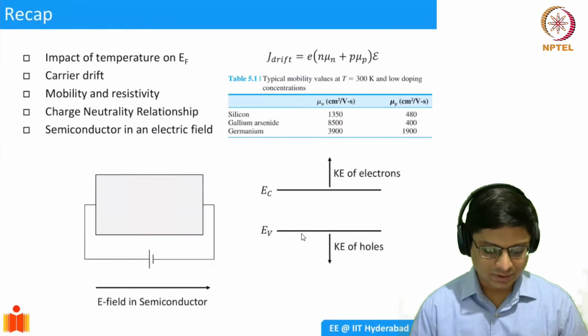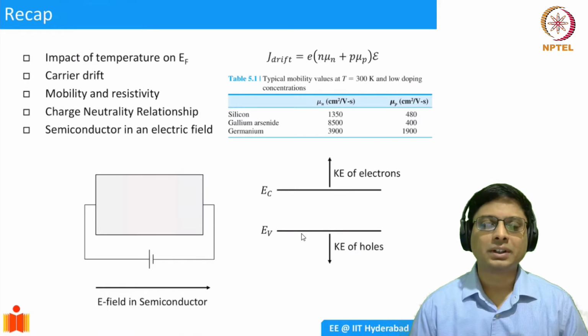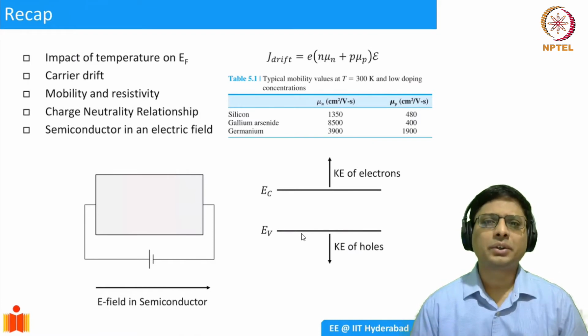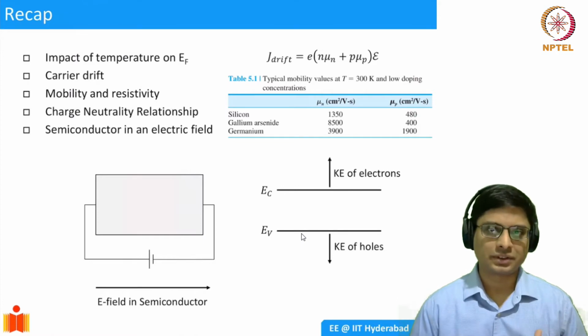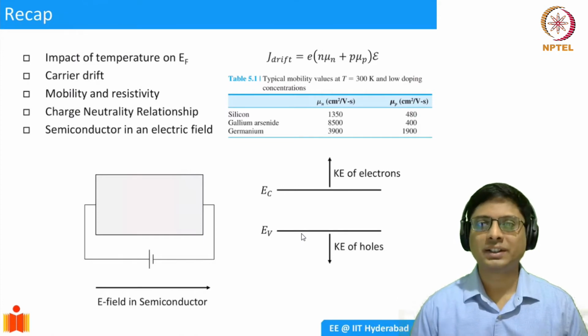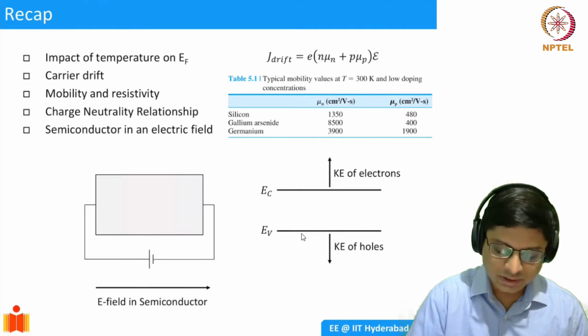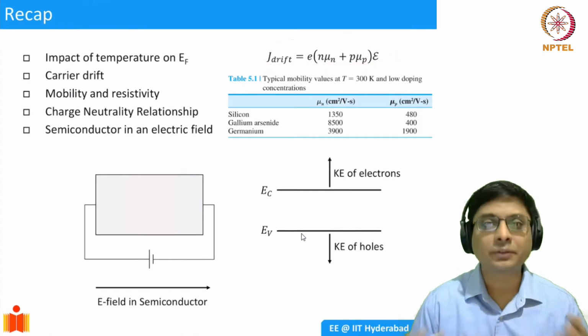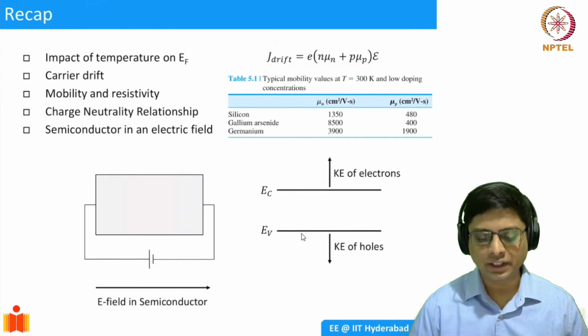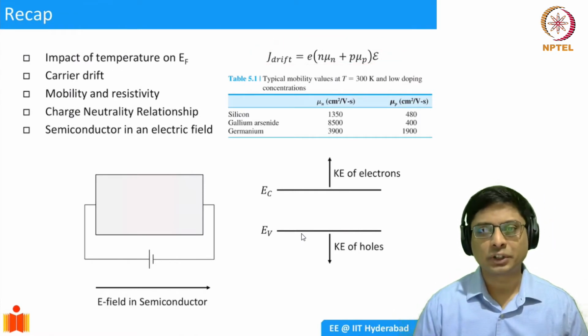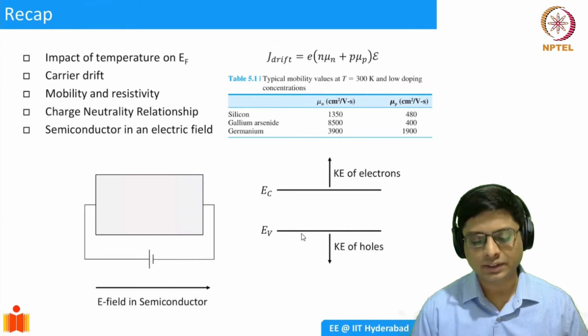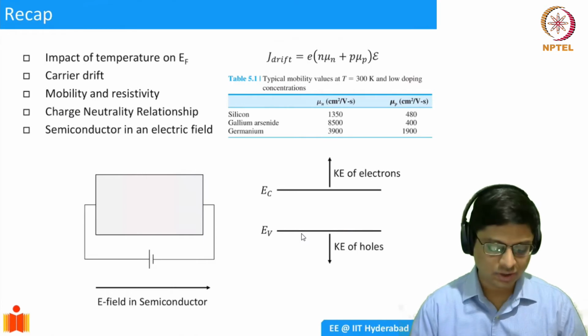So in the last lecture, we were talking about the impact of temperature on Fermi energy, and we introduced the concept of carrier drift. How do the electrons move when there's an applied electric field, or how do the holes move? We introduced the concept of drift current, which is given by this expression here. Essentially, the drift current is proportional to the electric field, and then you have a coefficient of proportionality, mobility, in the expression, and then the concentration and the charge.